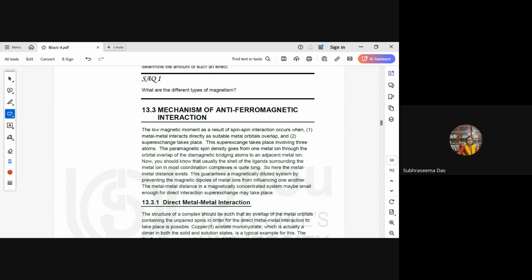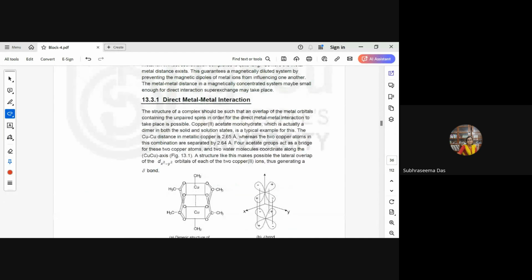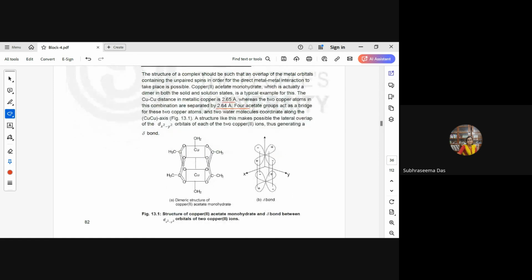Now we should know the influence of direct metal interaction on the mechanism of antiferromagnetism. In figure 13.1, before we go on, we should understand the metal interaction. Copper acetate monohydrate actually exists as a dimer both in solution and solid states. The Cu-Cu distance here is 2.64 angstrom. The structure for this has been given in figure 13.1.